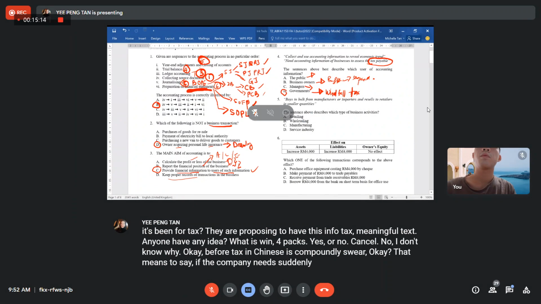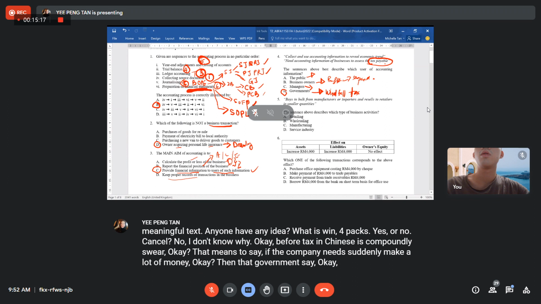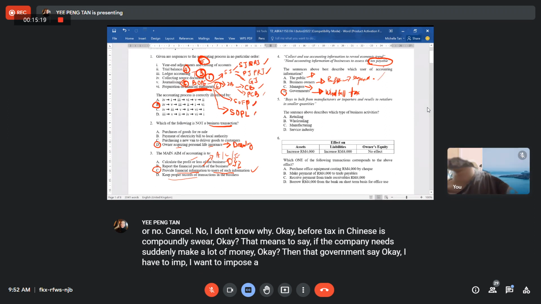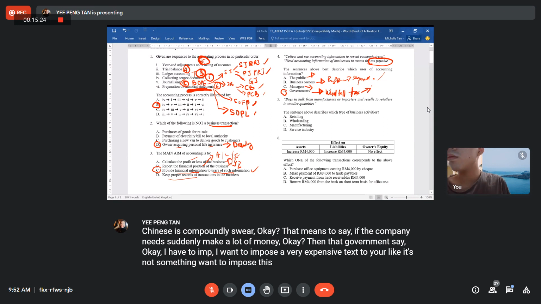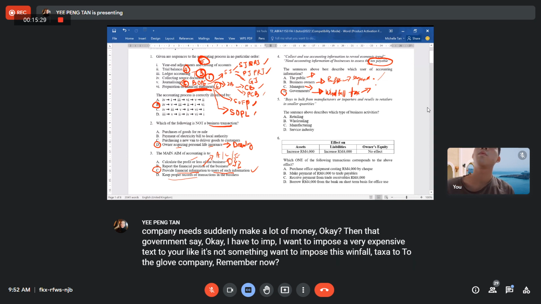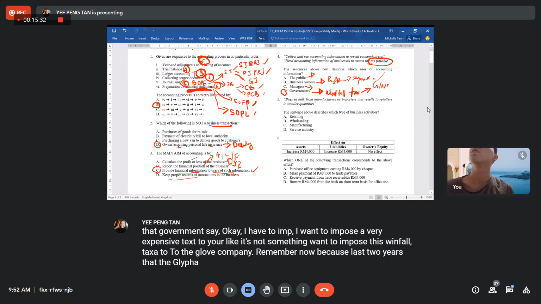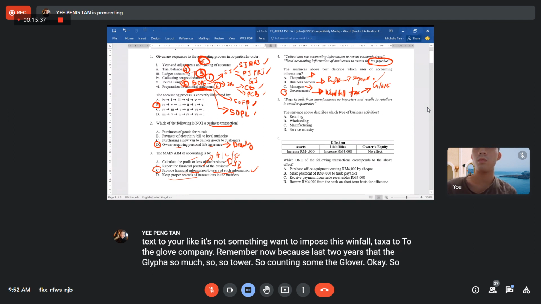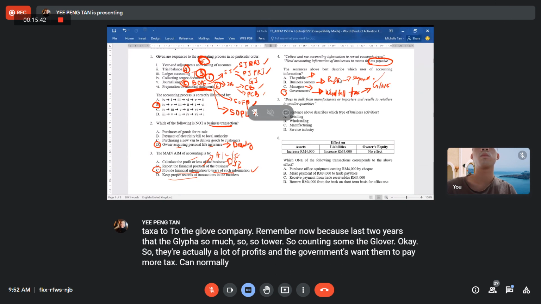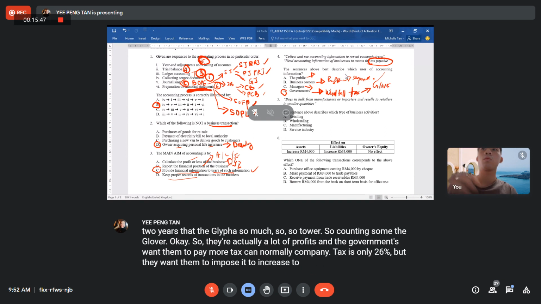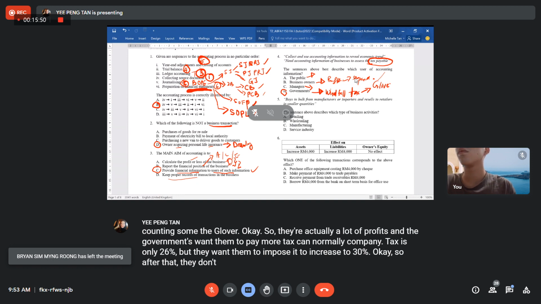That means if the company suddenly makes a lot of money, then the government says, okay, I want to impose a very expensive tax on you. Last time they wanted to impose this windfall tax on the glove companies. Remember, because in the last 2 years the glove companies actually made a lot of profits, and the government wanted them to pay more tax. Normally company tax is only 26%, but they wanted to increase it to 30%. After that there was back and forth, and in the end it was not done.